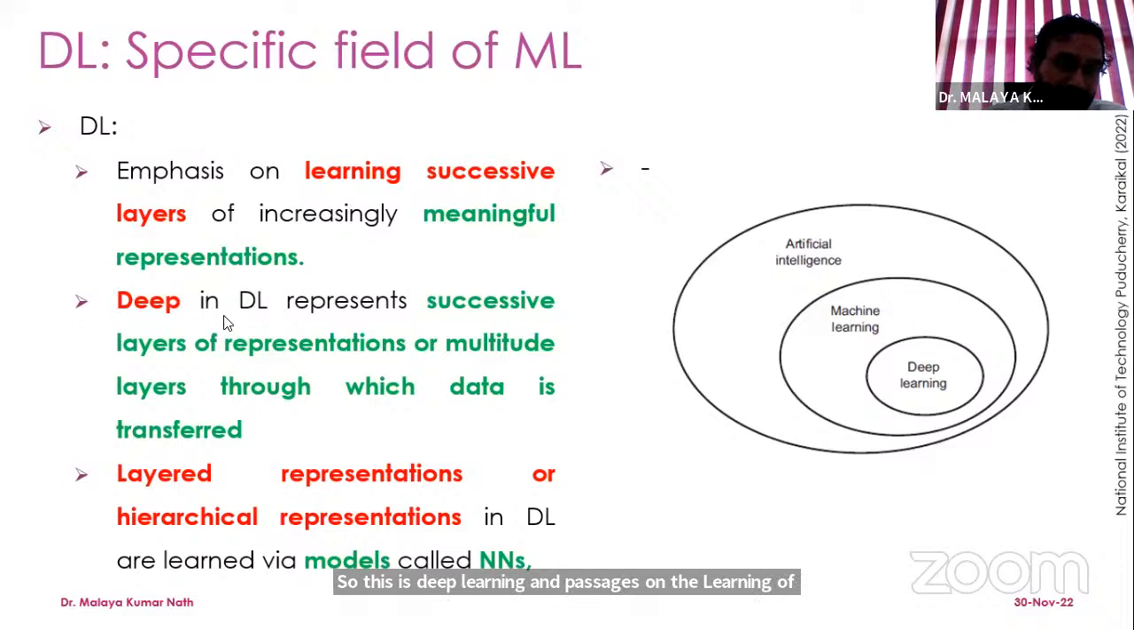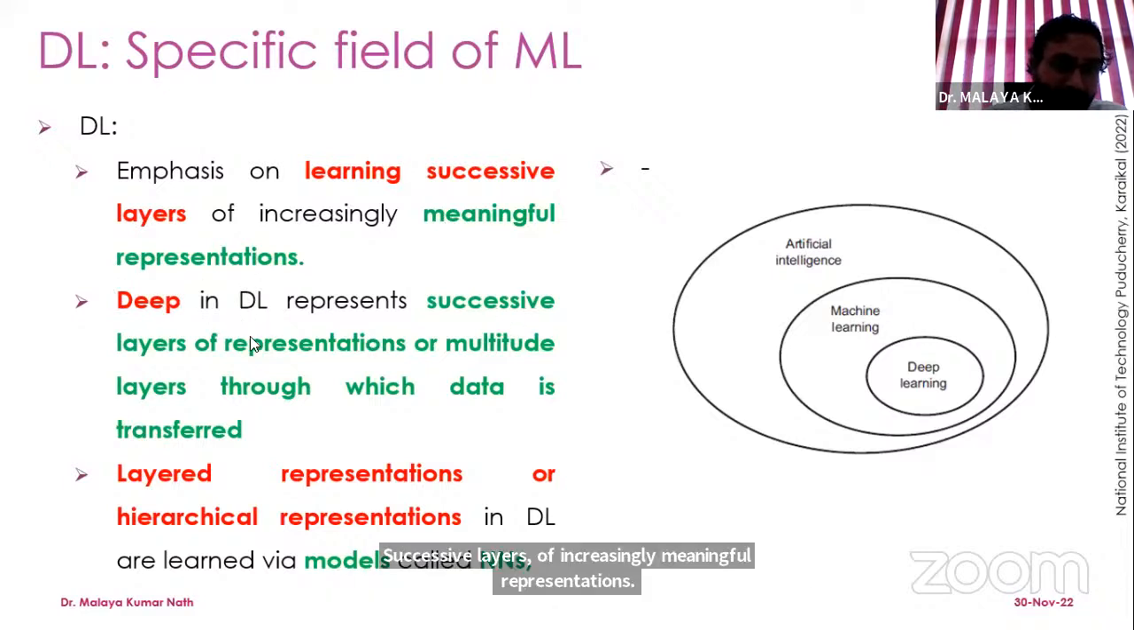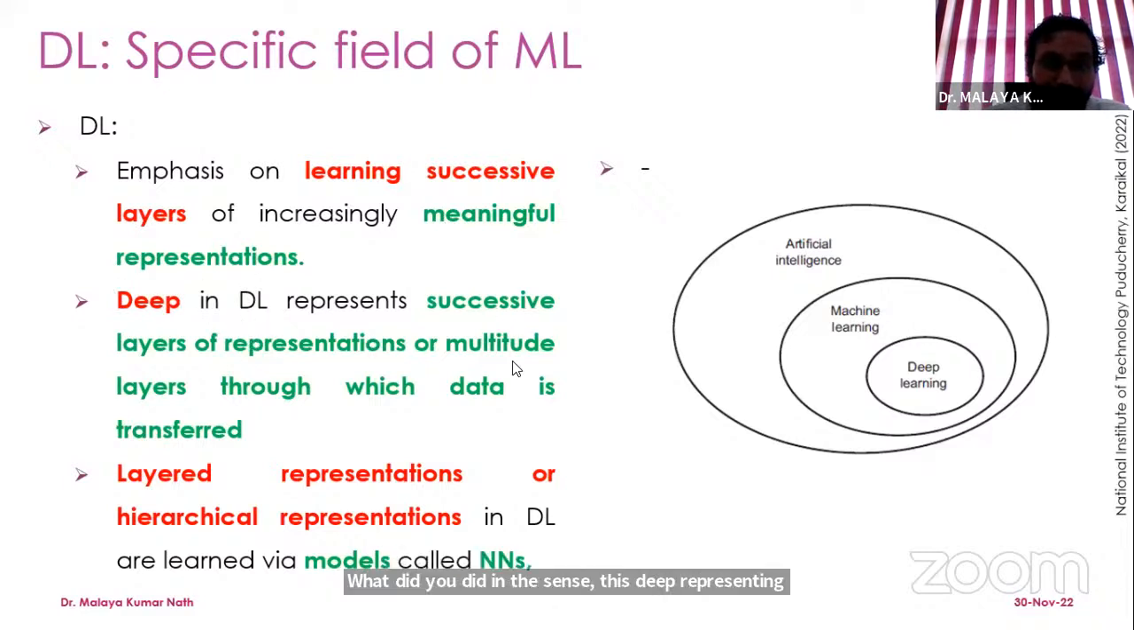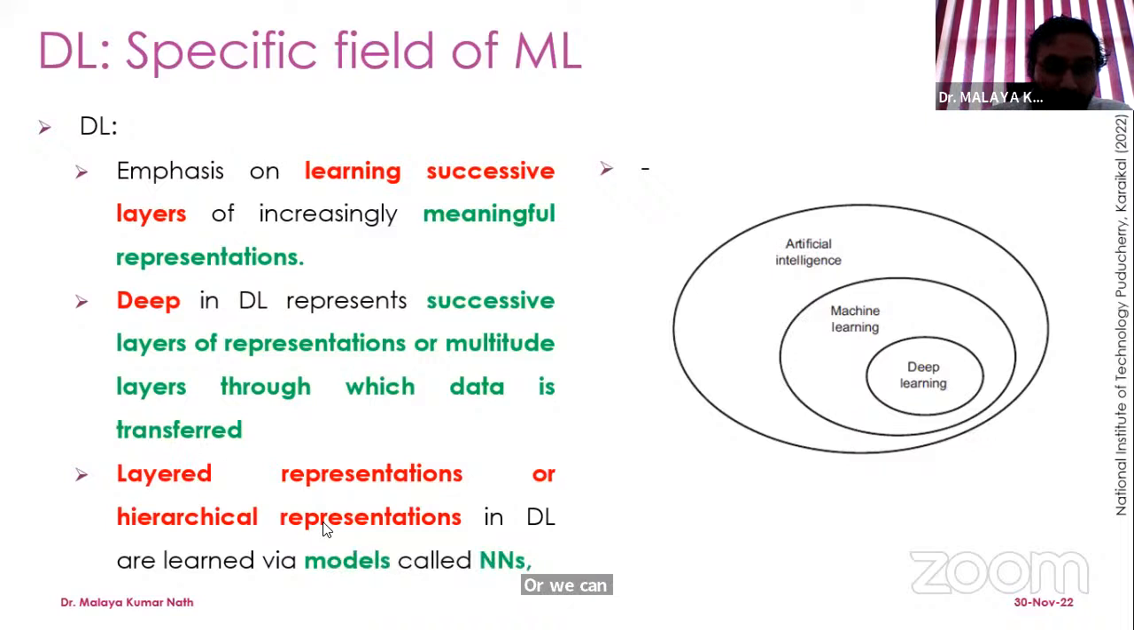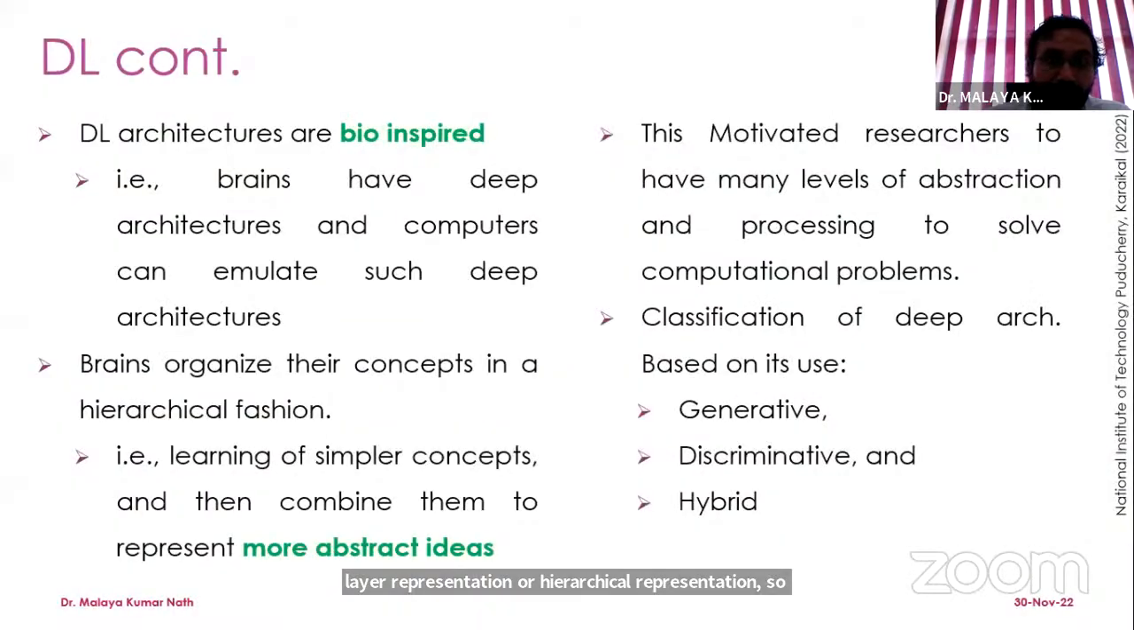What does deep mean? The deep in deep learning represents the successive layers of representations, or multiple layers through which the data can be transformed. Or we can say that deep learning is nothing but a layered representation or hierarchical representation. In deep learning, these representations are learned via models, with the help of neural networks.